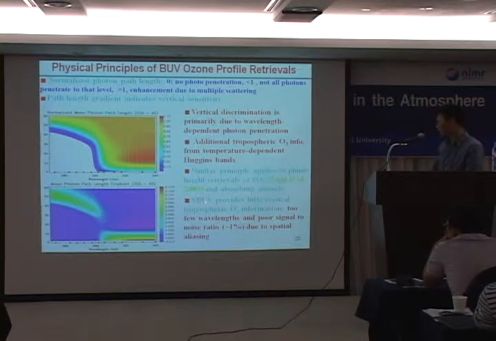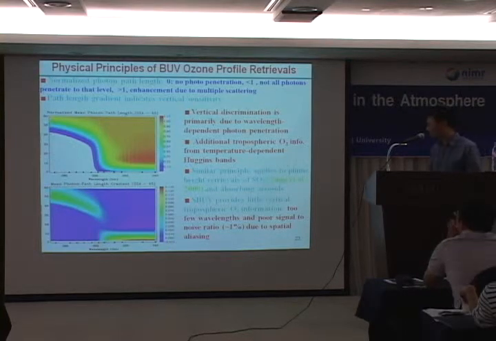In the SBUV retrieval, it does not provide vertical information in the troposphere because we only use too few wavelengths, and also because of the poor signal-to-noise ratio. There is also some error due to spatial mismatch, because the different wavelengths are not looking at the same thing.